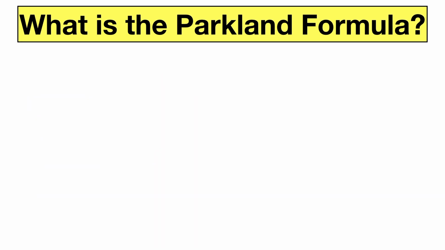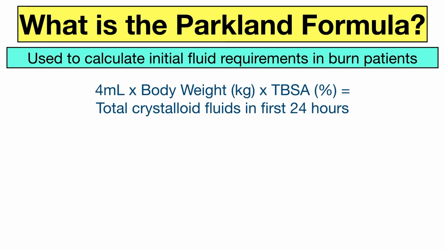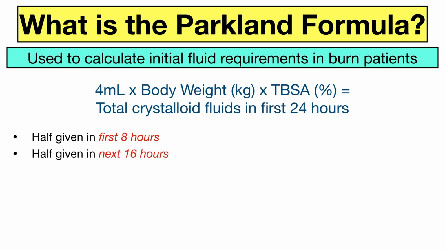Let's look at the formula first, and then we'll go over an example at the end. The Parkland formula is used to calculate the initial fluid requirements in burn patients. The Parkland formula for an adult is 4 mLs times the body weight in kilograms times the total body surface area percentage affected by the burn. This will give you the estimated total amount of fluids the patient should receive in the first 24 hours after injury. Half of that total volume should be given in the first 8 hours, and the other half should be given over the next 16 hours.